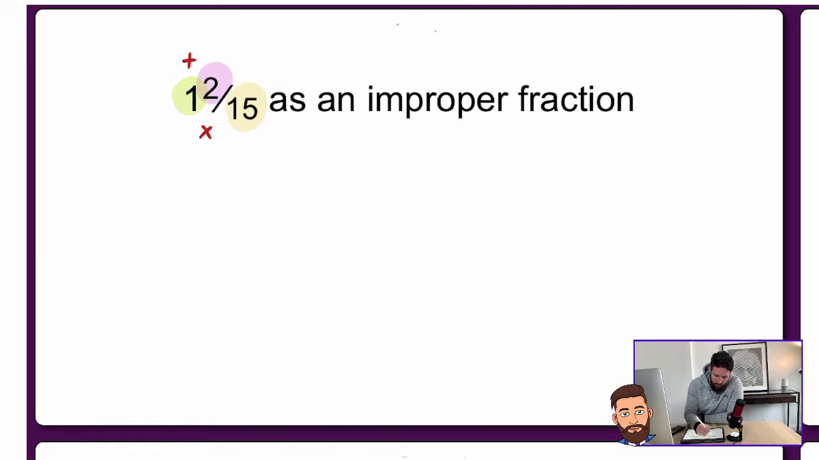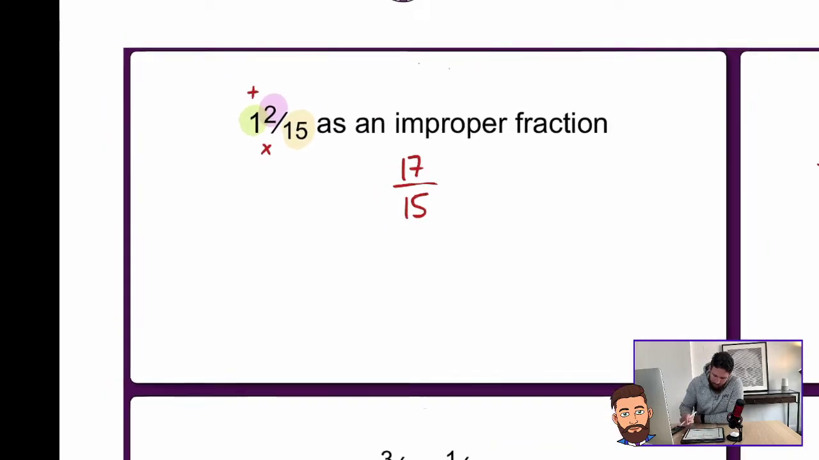So what does that mean? That means 15 times 1 is 15 plus 2 is 17 over, remember the original always stays as the denominator, so 17 over 15. Moving on to the top right question.